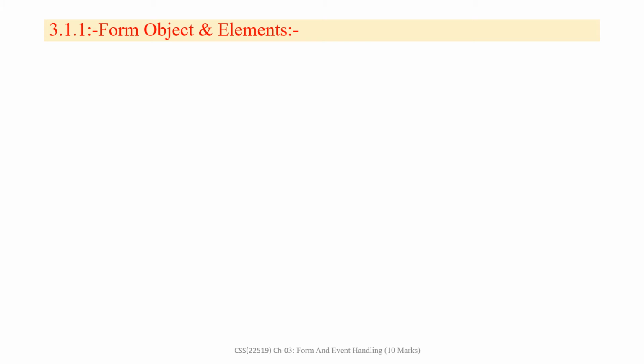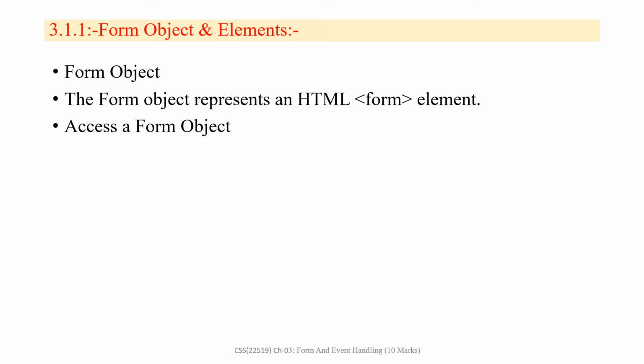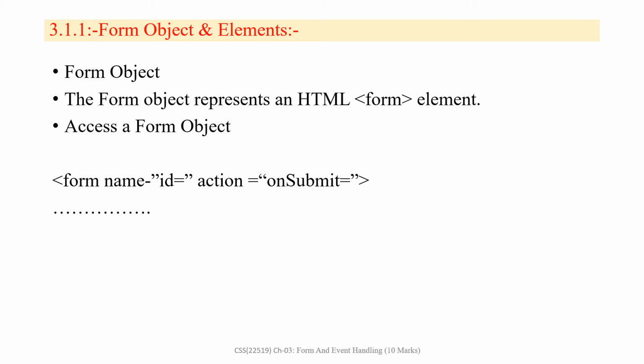Then our first topic is form objects and elements. A form object represents an HTML form element. To access a form object, the syntax is form name, ID equal to, action, and action equal to onsubmit. Here are some statements. Then form.